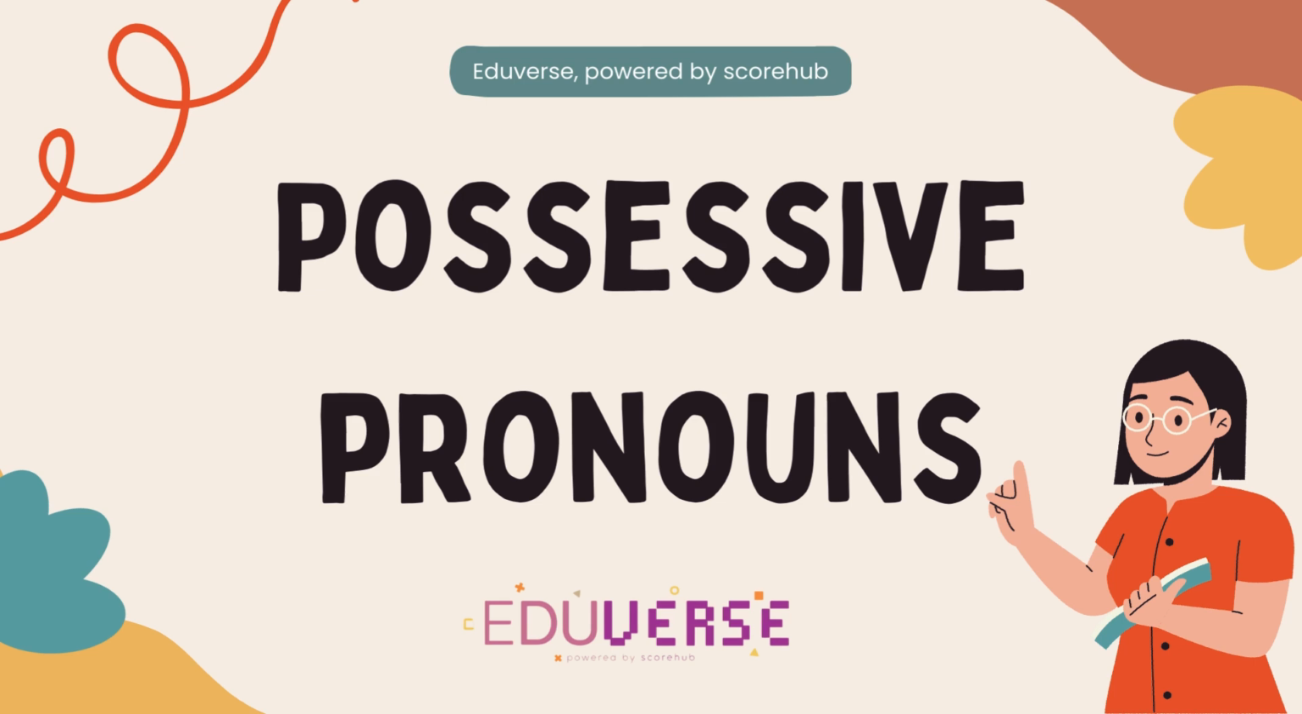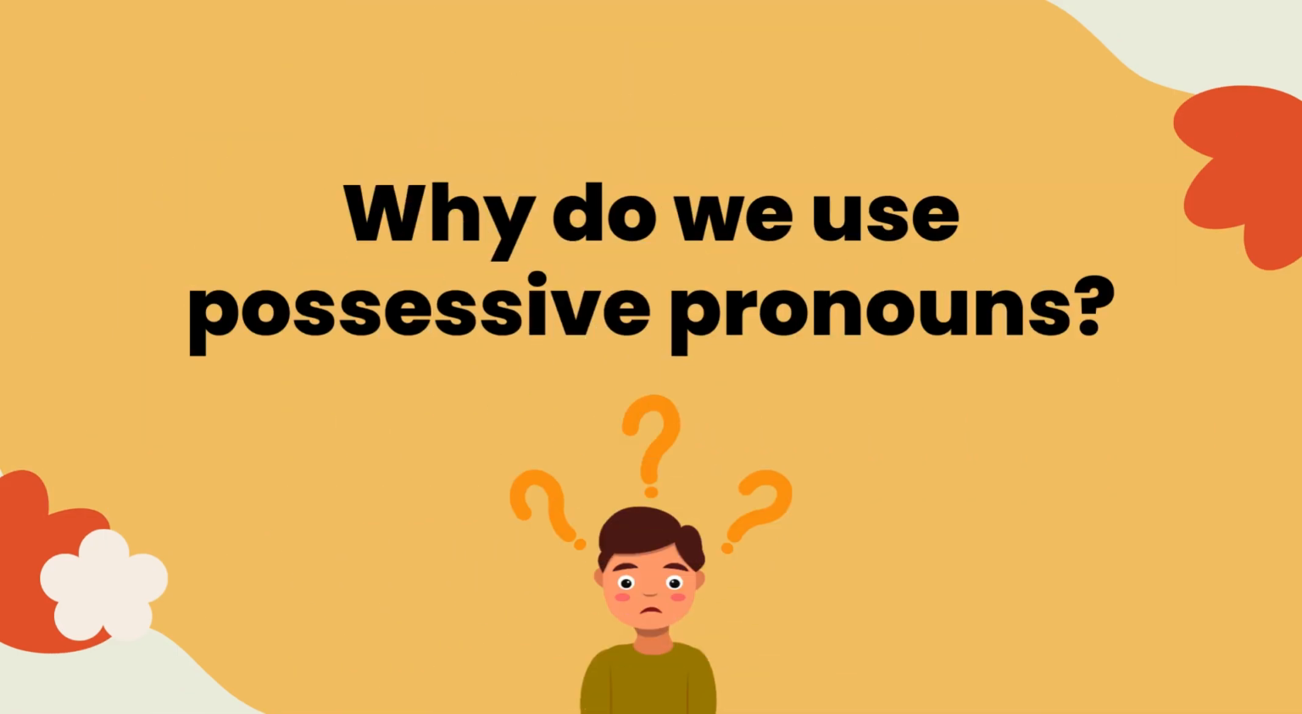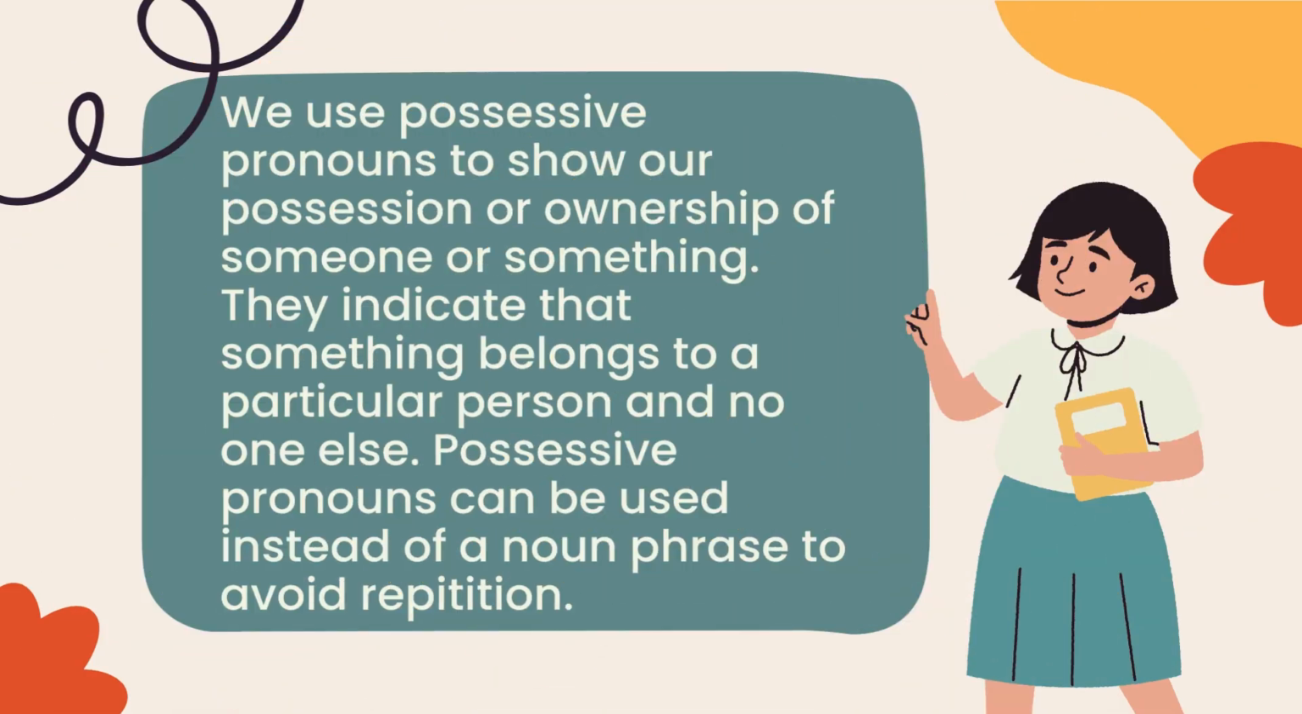Hi everyone! Today we will learn together why we use possessive pronouns and the types of them. First, we use possessive pronouns to show our possession or ownership of someone or something. They indicate that something belongs to a particular person and no one else. They also can be used instead of a noun phrase to avoid repetition.